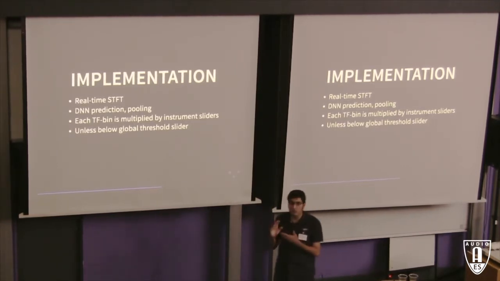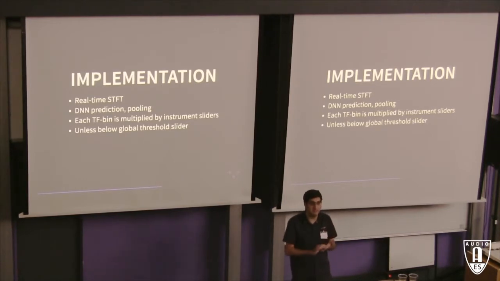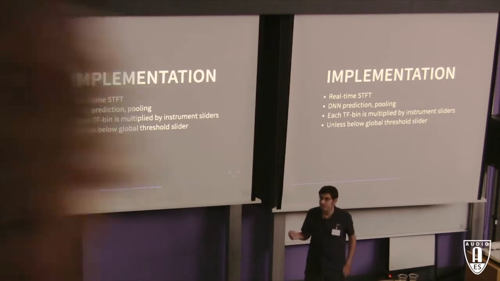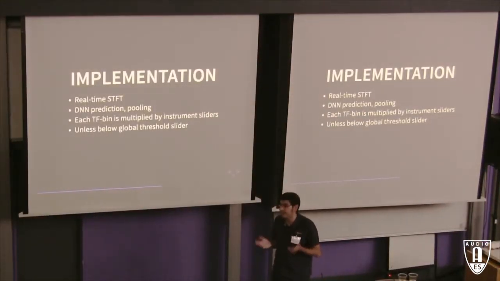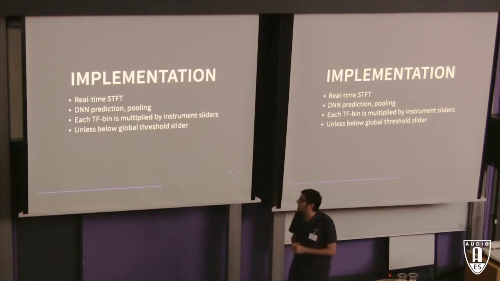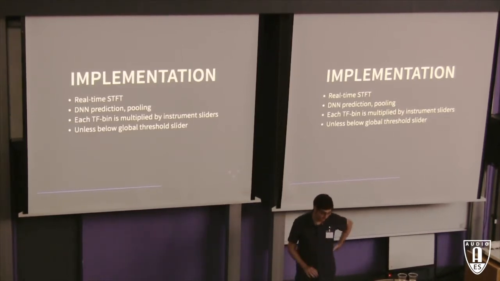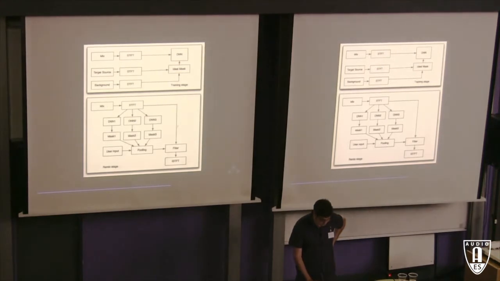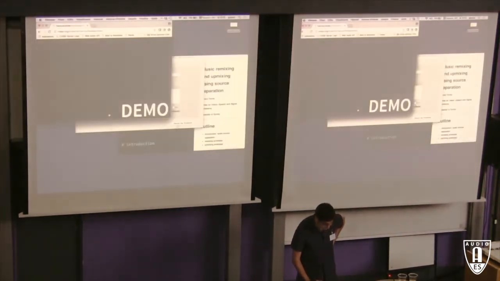But then instead of doing anything with it, we let the user modify the volume of each instrument and therefore scale the time frequency bin that we classified. And then we have a general threshold slider that says, if the probability, we're treating it as probability, it's not really probability, it's the output of a sigmoid, but if it's below a certain threshold, we just ignore and don't deal with this time frequency bin. So let's see if I can get it to work.